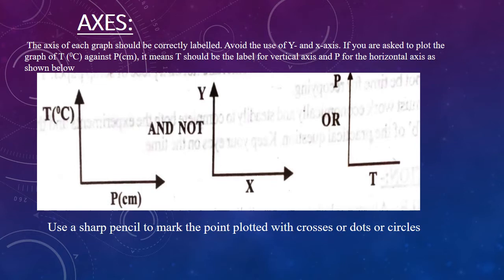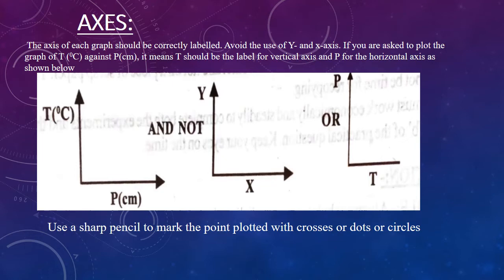The next thing we are going to be looking at is the axis. The axis of each graph should be correctly labeled. Avoid the use of y-axis and x-axis if you are not asked. So if one is asked to plot the graph of T, which is temperature, against P, which is length, it means that T should be the label for your graph.